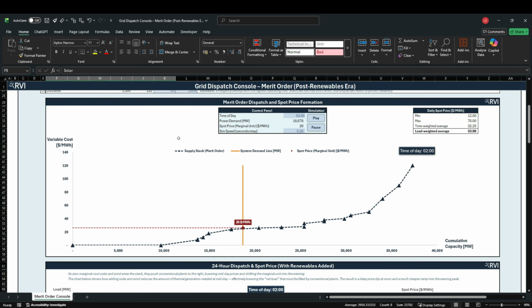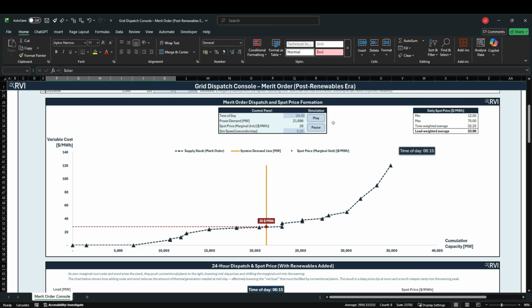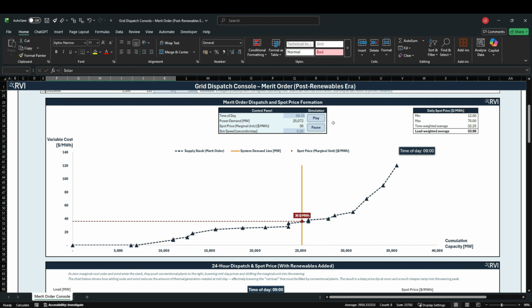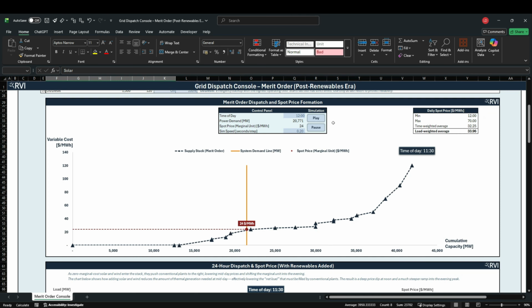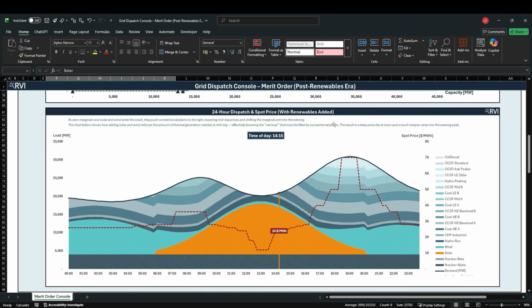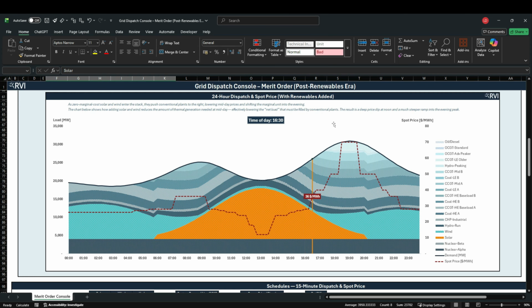Let's begin with a sunny, windy weekday. Watch the stacked dispatch and the red spot price proxy. Midday, zero marginal cost renewables displace mid-merit units and prices are low. The evening ramp steepens as solar declines. One implication of the nuclear and coal retirements is a smaller conventional baseload block. With fewer must-run units, there's less firm capacity available when variable supply recedes.